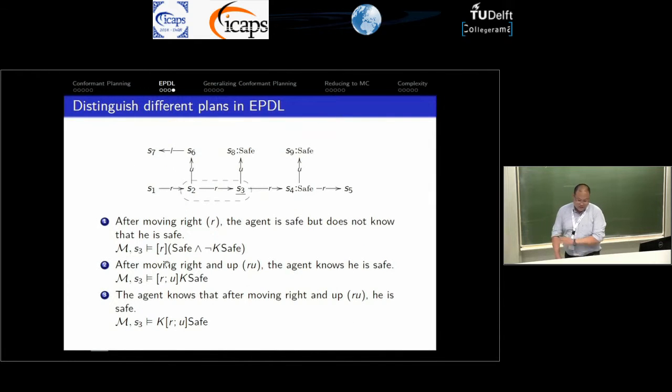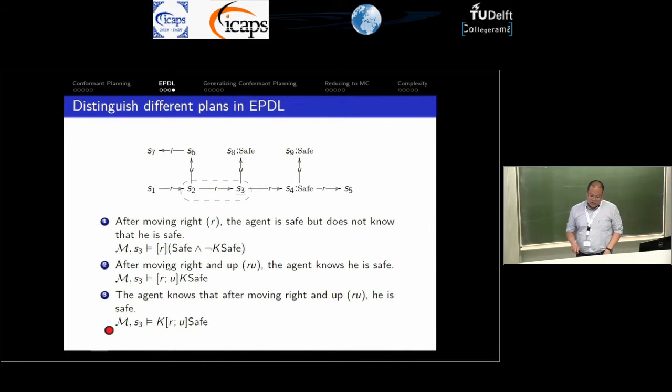Yeah. So within this logical framework, we can distinguish different plans. For this example, we can say the plan is moving right. After moving right, the agent is in S3, even though the agent doesn't know he's in S3. So this says after moving right, the agent is safe, but the agent doesn't know he's safe. We can have another plan, moving right, then moving up. After this plan, the agent will be safe and he knows he's safe.